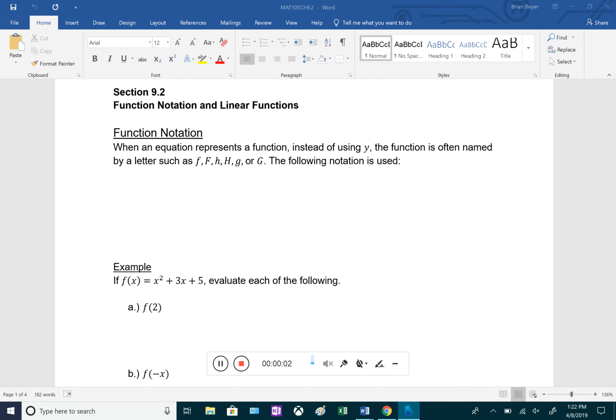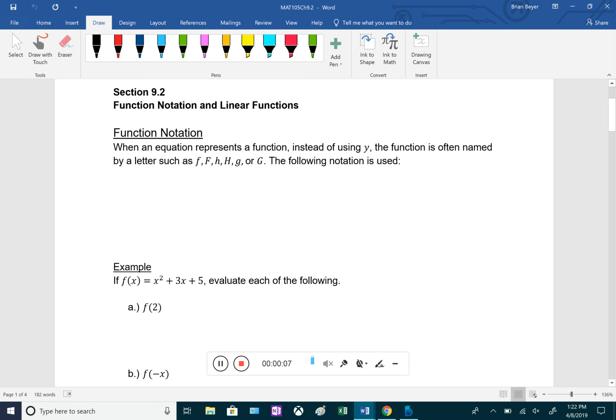Section 9.2 is going to be function notation and linear functions. So starting with function notation. So far, if you think back to when we've been working with equations, we had an independent variable x and a dependent variable y. So instead of using y, we can use function notation, and we often use letters such as F, H, or G. We can use capitals if we want also.